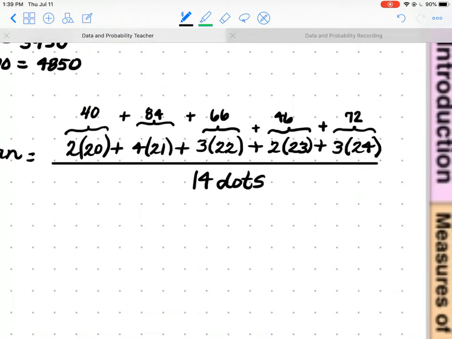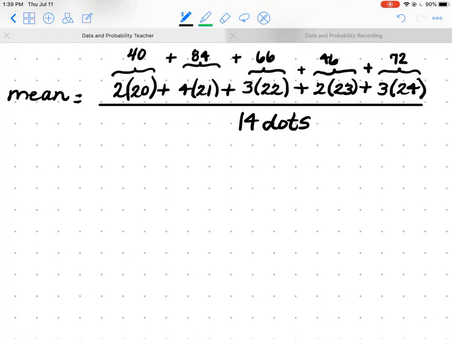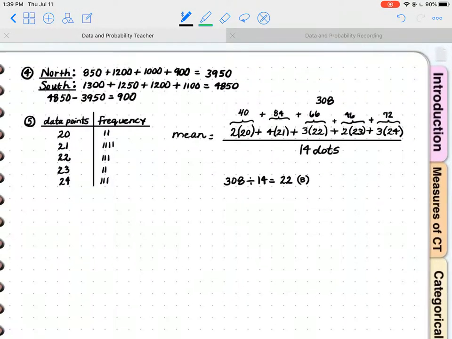So we're going to say 40 plus 84 plus 66 plus 46 plus 72 equals, and that's 308 divided by 14. So the mean is 308 divided by 14 equals 22, and that is option B. So just finding the mean of that data set.